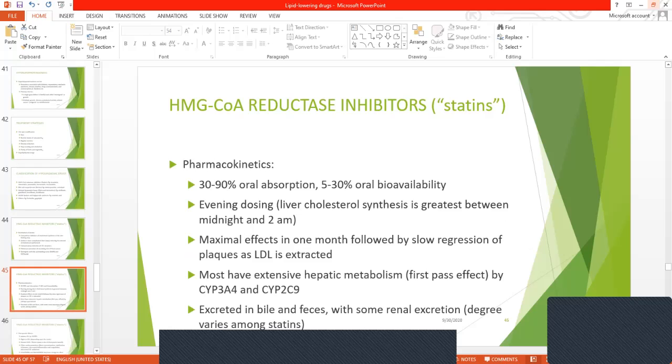So, for pharmacokinetics, 30 to 90% of oral absorption and 5 to 30% of oral bioavailability is seen with the statins. Evening dosing is needed because liver cholesterol synthesis is greatest between midnight and 2 a.m. Maximal effects in 1 month are seen, followed by slow regression of plaques as LDL is extracted. Most have extensive hepatic metabolism, first pass effect by CYP3A4 and CYP2C9. Statins are excreted in bile and feces with some renal excretion.